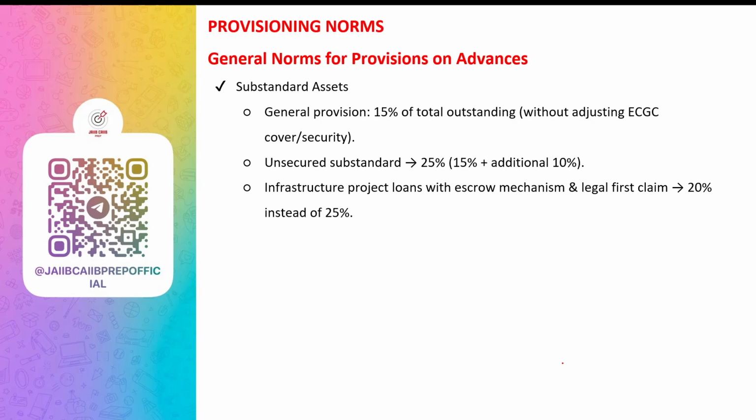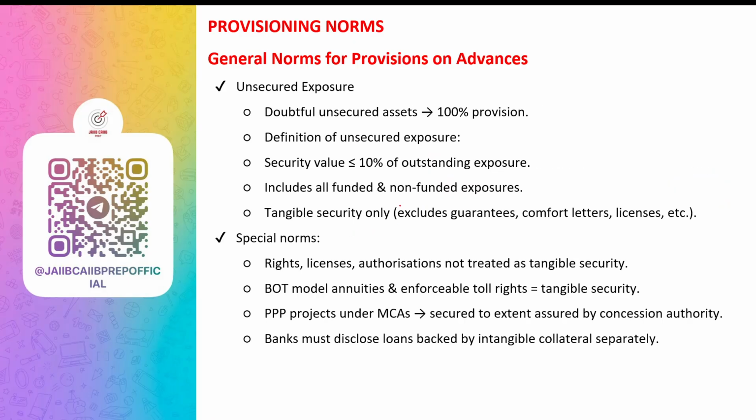Substandard assets. There is a general provision of 15% of the outstanding amount. For unsecured substandard assets, there is an addition of 10% provision. So you make an extra 10% provision, making it 25%. For infrastructure project loans with escrow arrangements, provision is to be made at 20% instead of 25%.